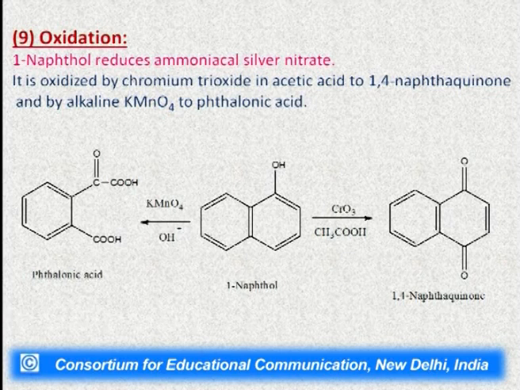Then comes the oxidation reaction of alpha naphthol. Alpha naphthol reduces ammoniacal silver nitrate since it oxidizes itself to form quinone. It is oxidized by chromium trioxide in the presence of acetic acid to give 1,4-naphthaquinone, and by alkaline potassium permanganate to give naphthalonic acid.